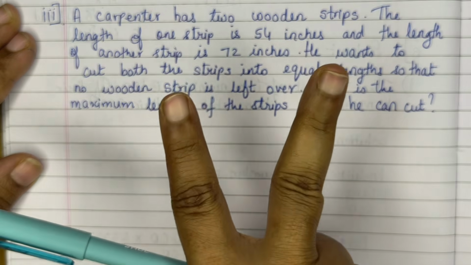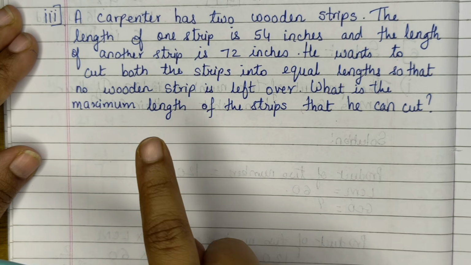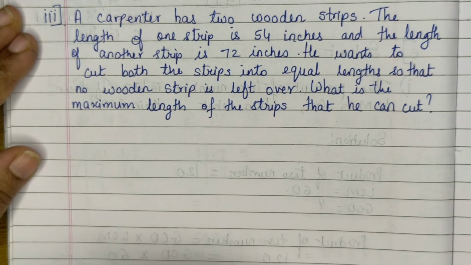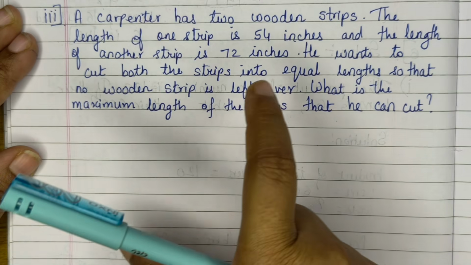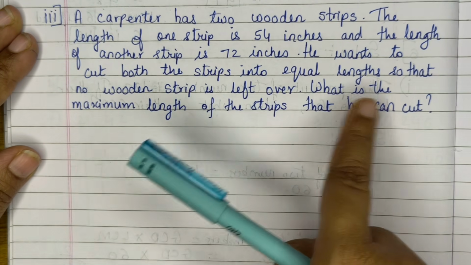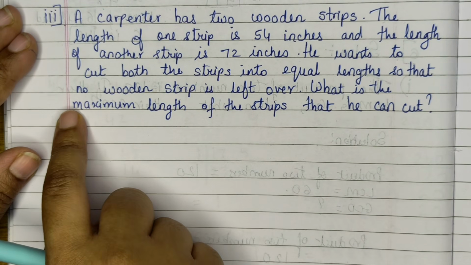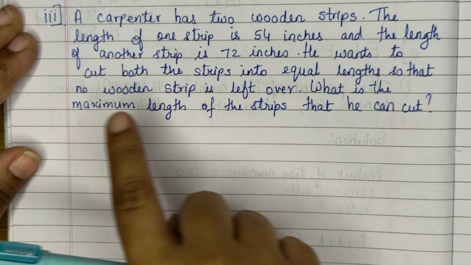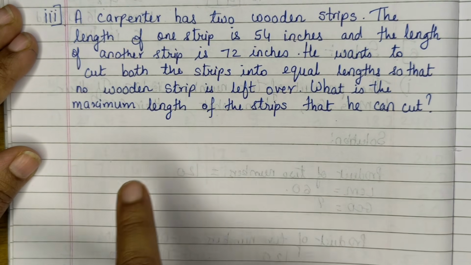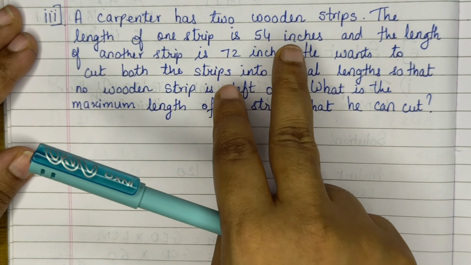So what is the question? A carpenter has two strips. One is 54 and the other one is 72 inches. From that, he wants to cut both strips into equal lengths, in such a way that no wooden strip is left over. What is the maximum length of the strips he can cut? Maximum, GCD. No leftover, again GCD only. Understood? So we will first factorize these two numbers and find the greatest common factor, GCD.